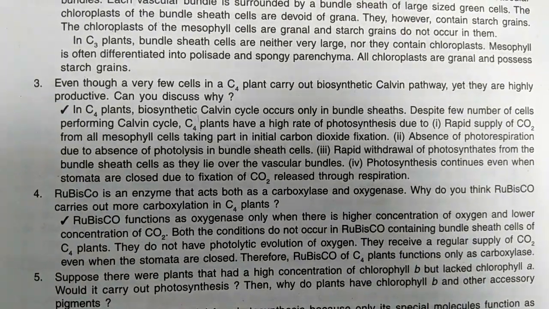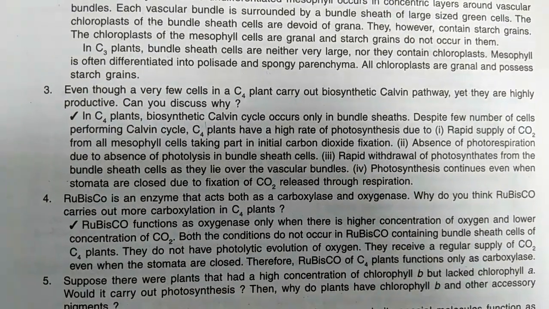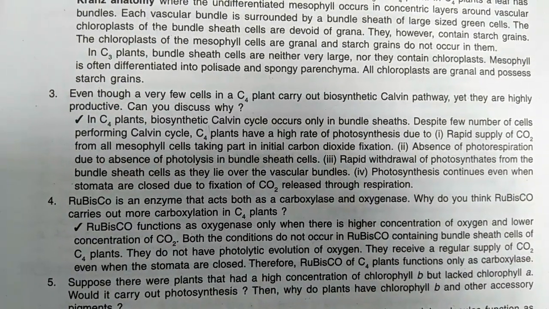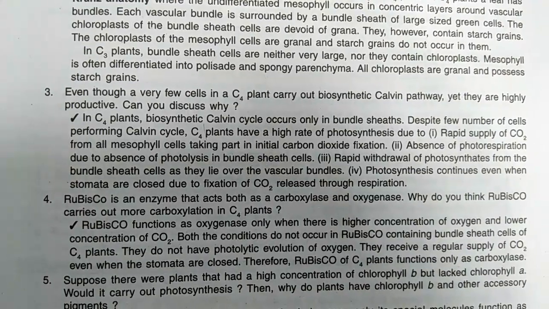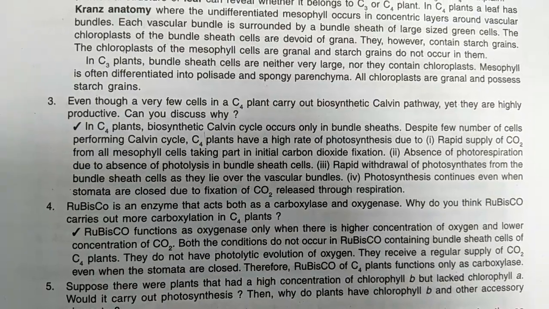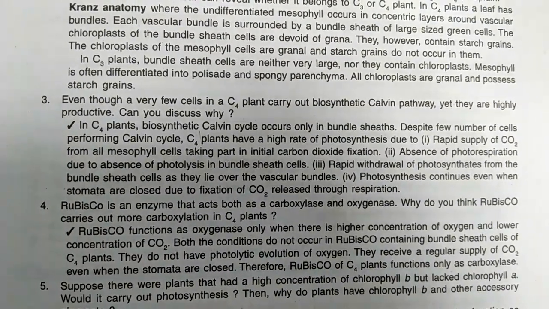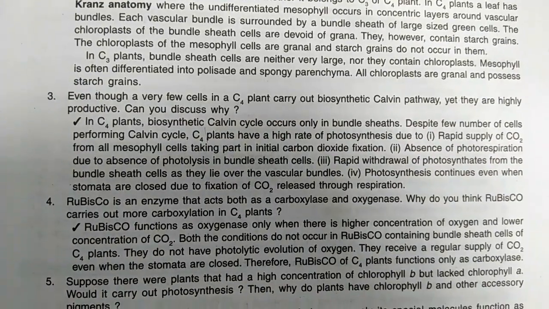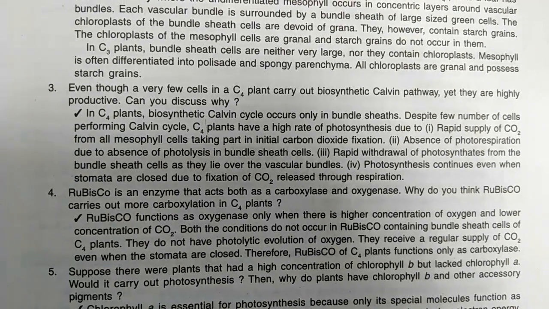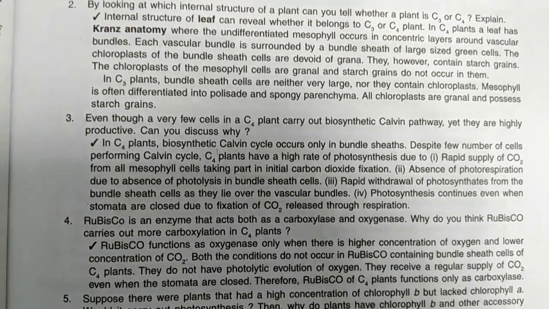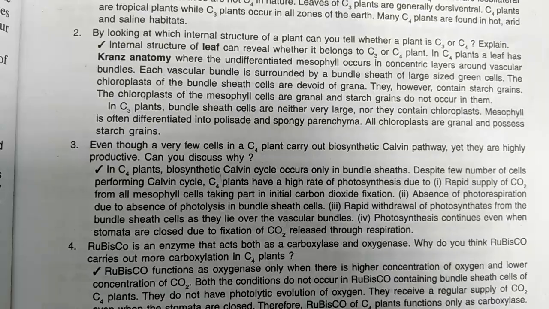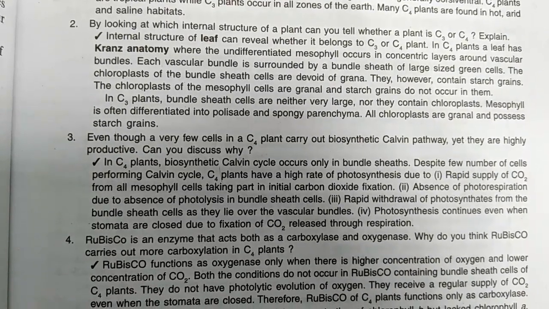The question 3 is, even though a very few cells in C4 plants carry out the biosynthetic Calvin pathway, yet they are highly productive. Can you discuss why? So the answer is, in C4 plants, the biosynthetic Calvin cycle occurs only in bundle sheaths. Despite the few number of cells performing the Calvin cycle, C4 plants have a high rate of photosynthesis due to rapid supply of CO2 from all mesophyll cells taking part in initial carbon dioxide fixation.